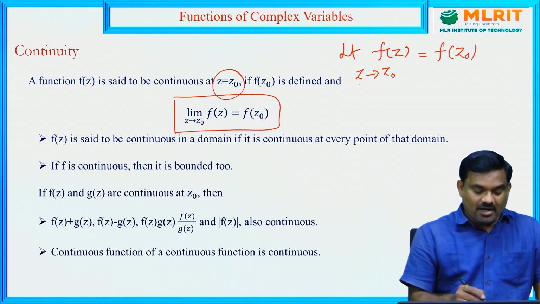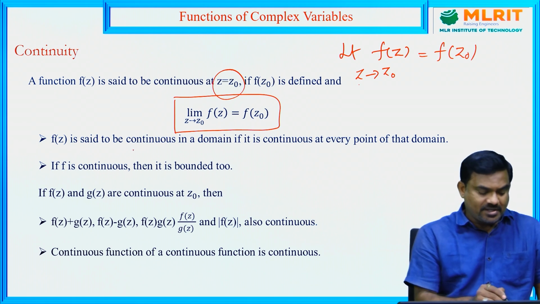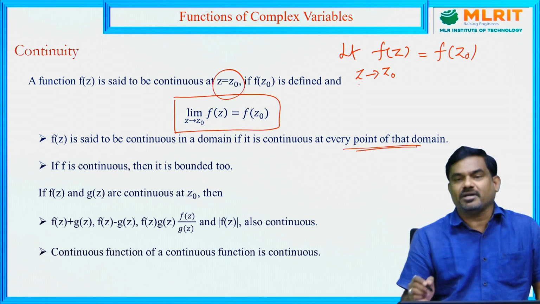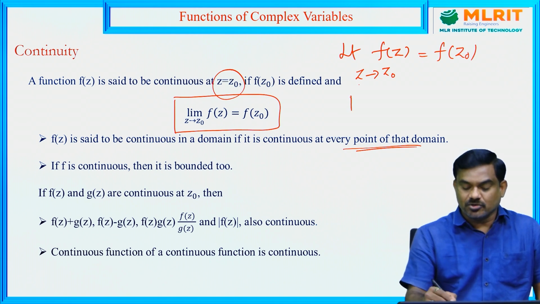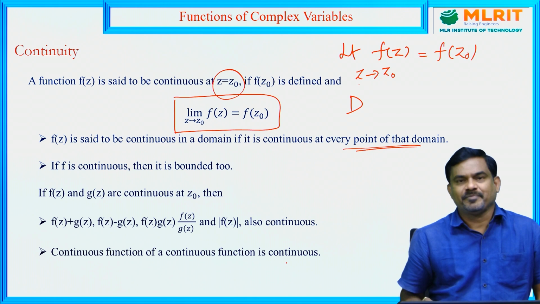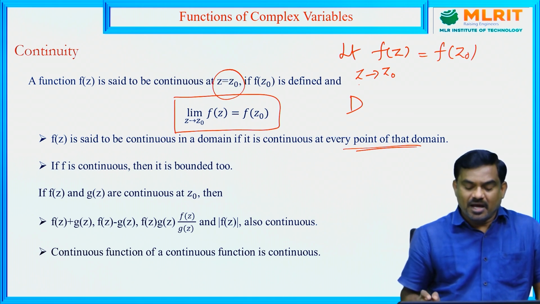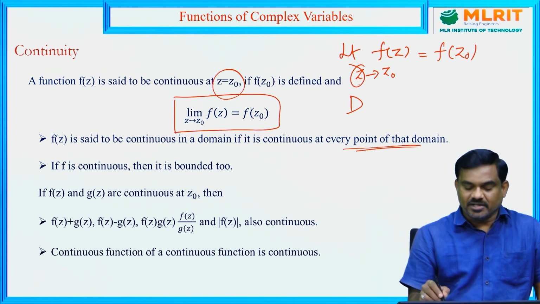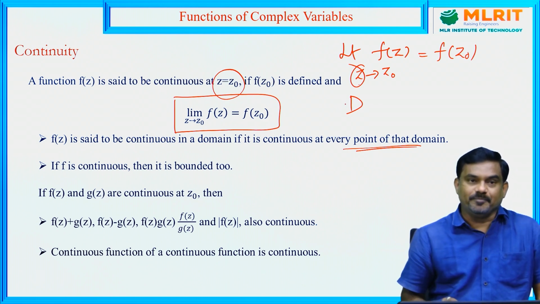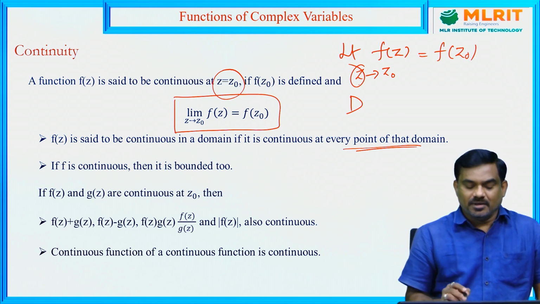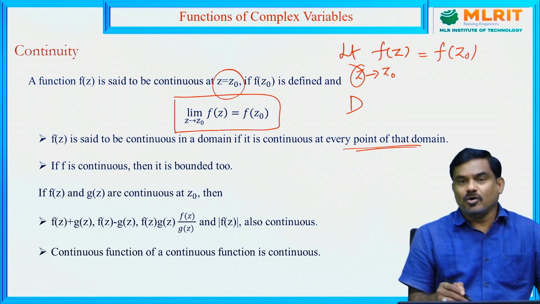continuous. And there are some properties, like f of z is said to be continuous in a domain if it is continuous at every point of the domain. For example, if you consider a domain capital D having several complex variables, at each and every point z, if it is continuous, then the function is said to be continuous in the domain D. And if f is continuous, then it is bounded too. That means the upper and lower bounds exist.